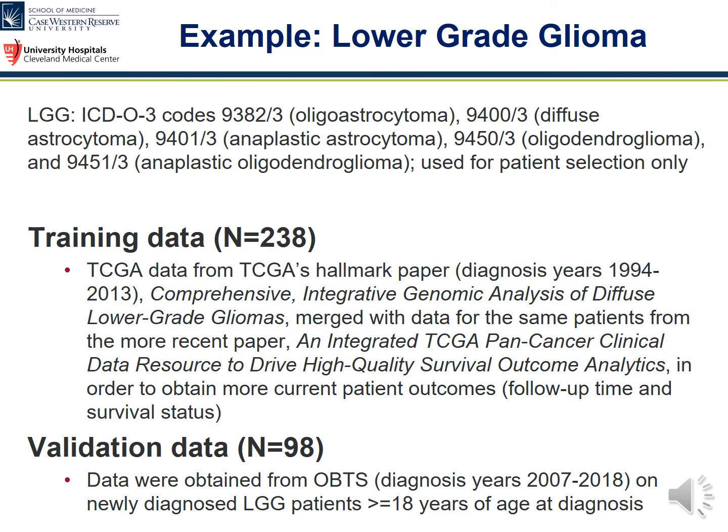For the training data, we used the Cancer Genome Atlas data on lower grade glioma, but we merged the data from the paper that was published in 2015 with updated survival outcome data from the pan-cancer analyses, which allowed us to obtain the most current patient outcomes for follow-up time and survival status for those patients. The validation set that we used was taken from our Ohio brain tumor study with overlapping years of diagnosis to the Cancer Genome Atlas project, and both data sets focused on those 18 years and older at diagnosis.